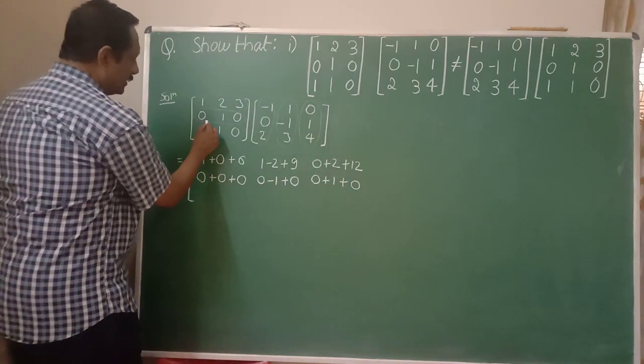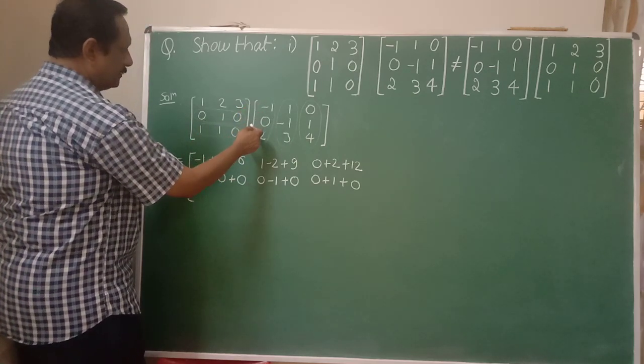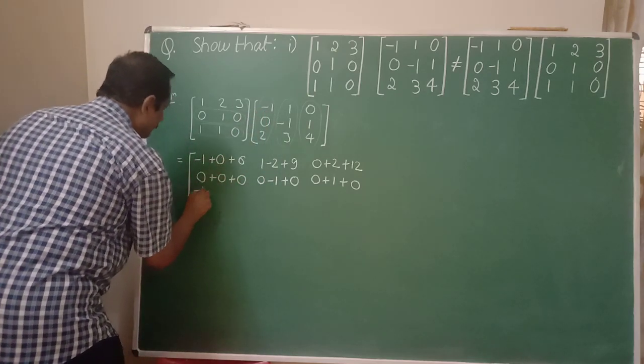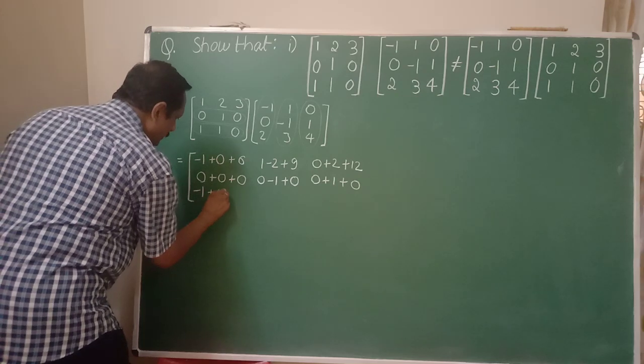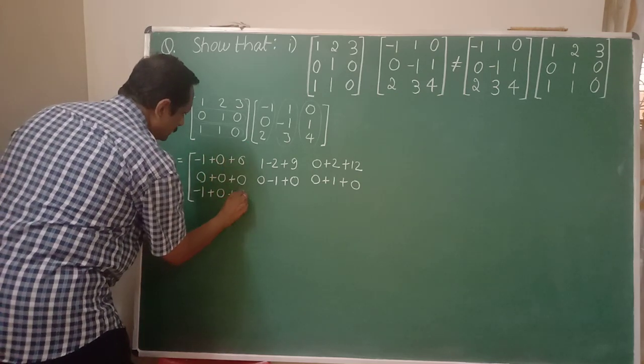Then take the third row here. Multiply with the first column here. 1 into minus 1 is minus 1 here. 1 into 0 is a 0 here. Plus a 0. 0 into 2 becomes a 0 here.